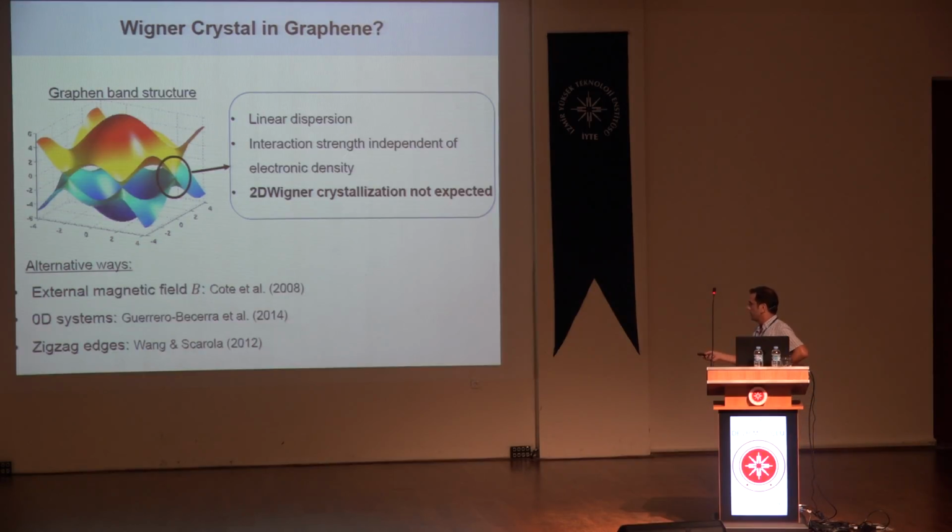So people start looking at alternative ways. It is possible to obtain a Wigner crystal by applying an external magnetic field. You can open a mass term by confining the electrons in graphene. So this way you can have a Wigner localization. And also in 2012, it was proposed by Wang and Scarola that at the zigzag edges of graphene, it could be possible to have Wigner crystallization. So in this work, we are going to investigate in detail numerically what happens at these zigzag edges.